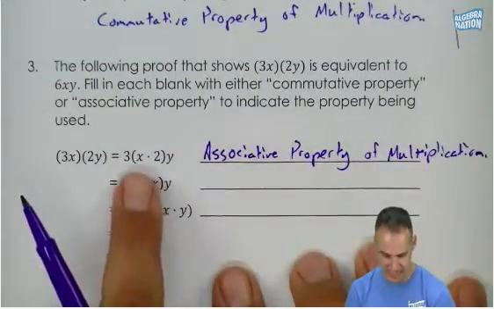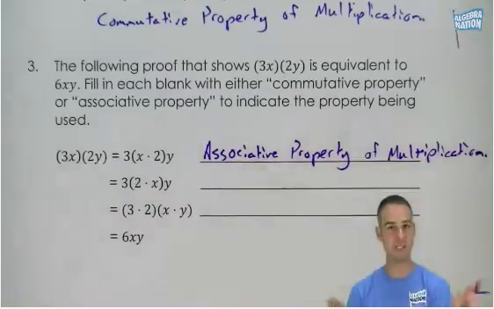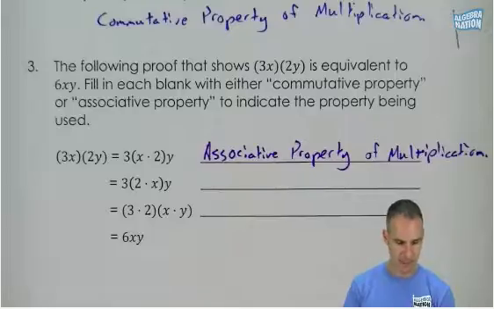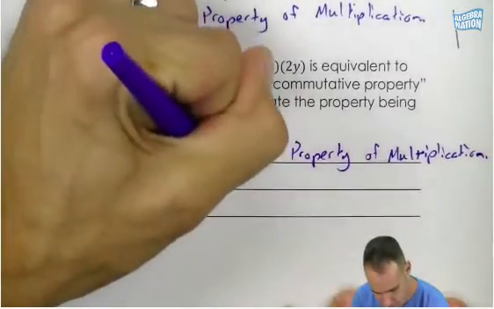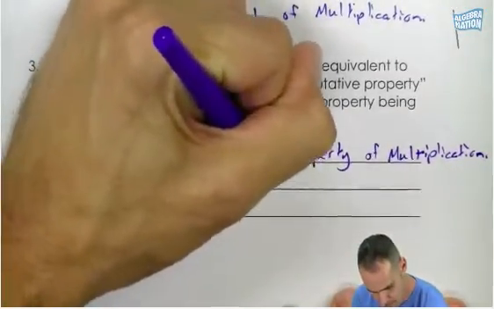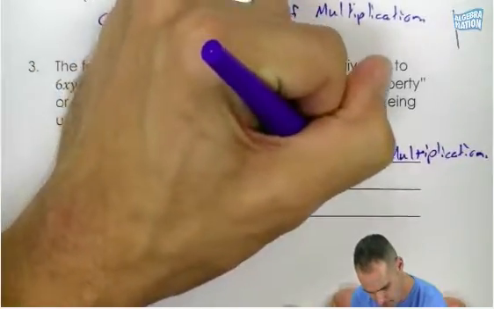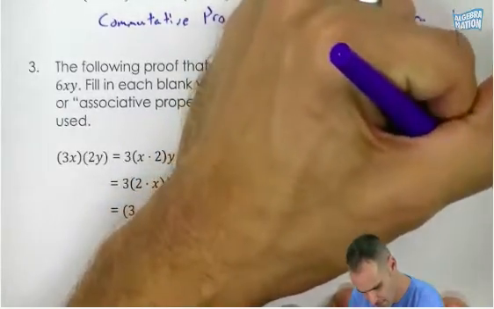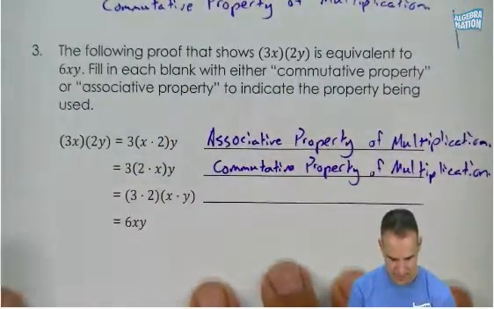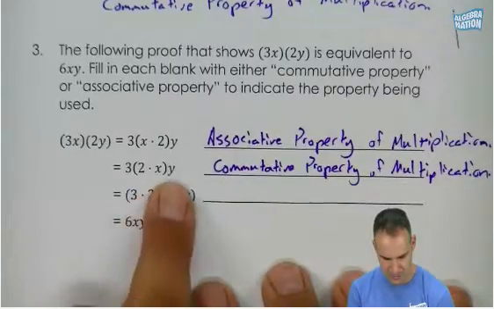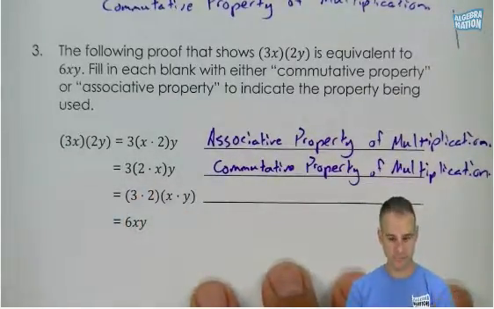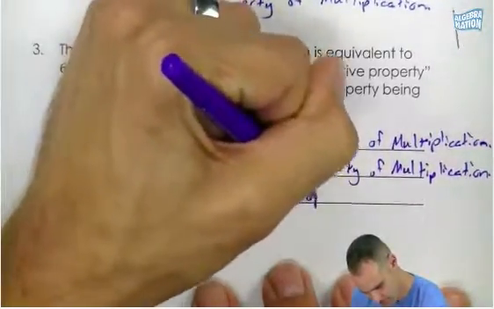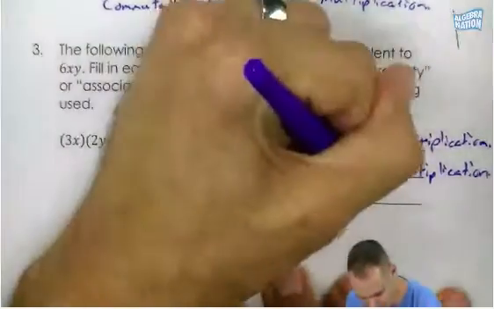Next up, it looks like it just went from x times 2 to 2 times x. I just switched the terms around, so that means that I switched the order. It's the commutative property of multiplication. And then 3 times 2, x times y. So the order didn't change, but the parentheses did. One more time, associative property of multiplication.